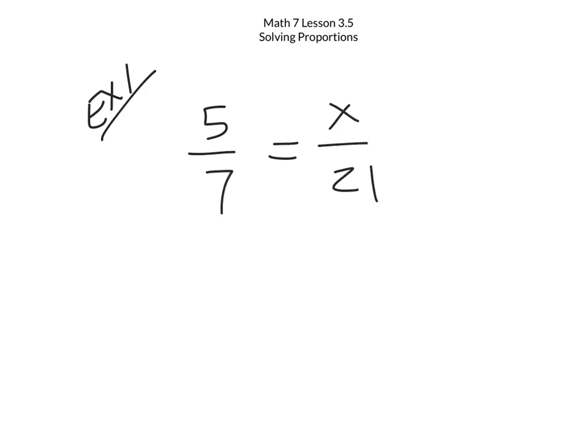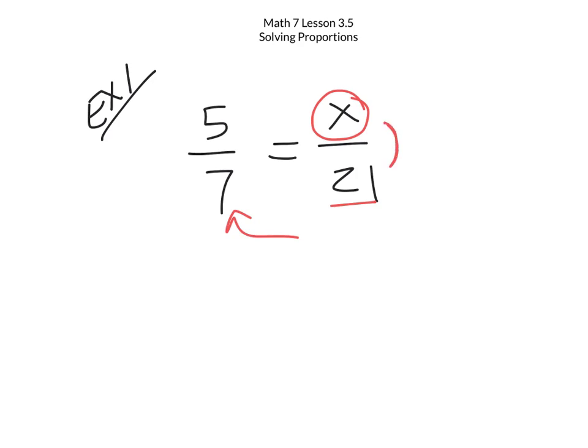So, example 1, put this in your journals. We're solving 5 over 7 equals x over 21. Using the multiplication property means I'm trying to get the x by itself. I'm going to show you the 2 different methods real quick. To get the x by itself, I have to move this 21 over to the other side.